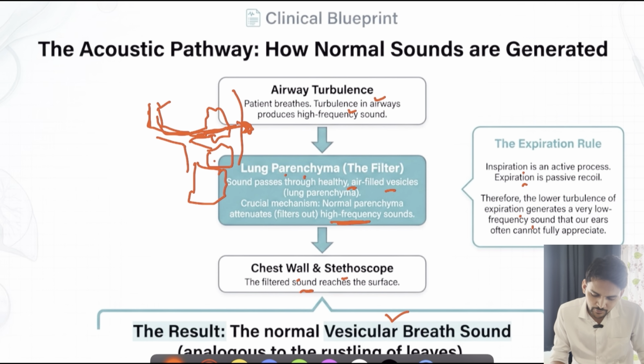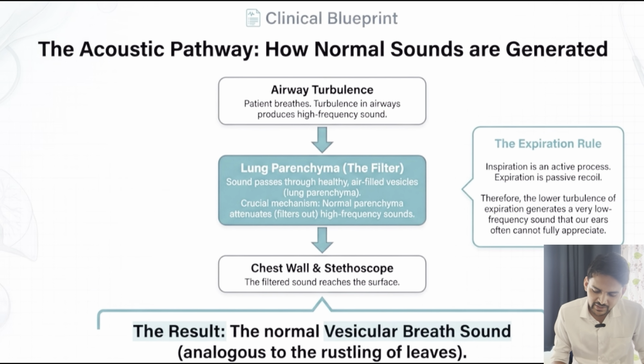Why is it named vesicular? Because these vesicles are playing an important role in the generation of these sounds. It will appear just like the rustling of leaves. So it is an analogy. The rustling of leaves kind of sound will be heard when the individual is normally breathing. This is in the normal individual.